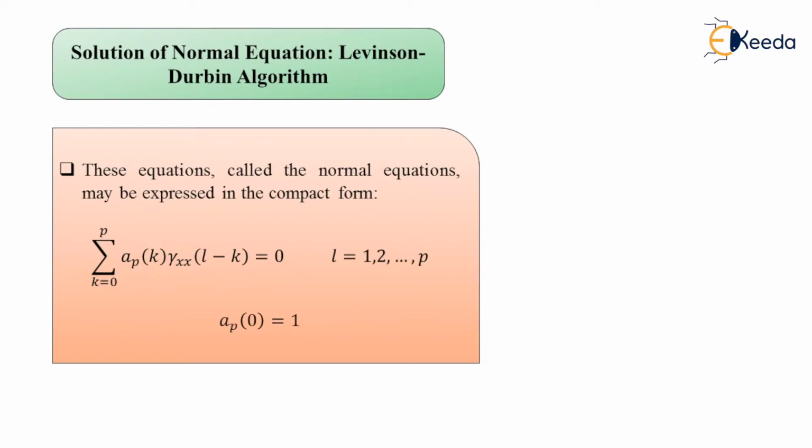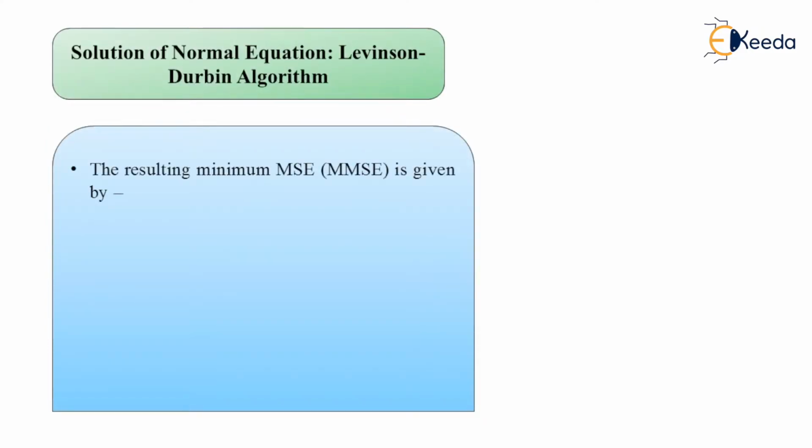Now, the resulting minimum value of the mean square error, which can also be abbreviated as MMSE, can be given by the following equation. The minimum of the mean square error, denoted capital E suffix p with superscript small f, is nothing but gamma suffix xx of 0 added to the summation k equal to 1 to p of the predictor parameter a suffix p of k multiplied by gamma suffix xx of minus k here.